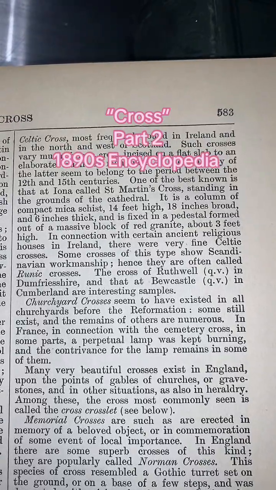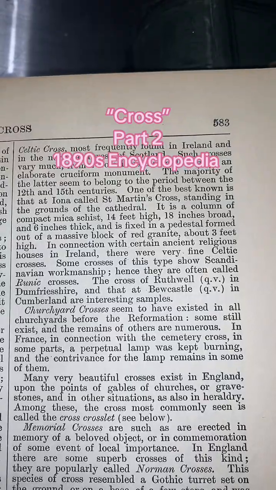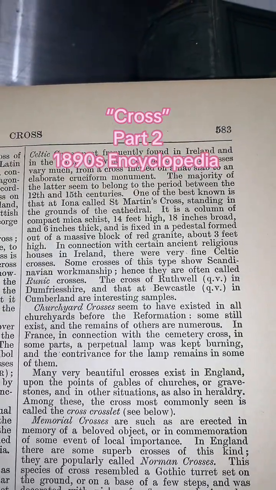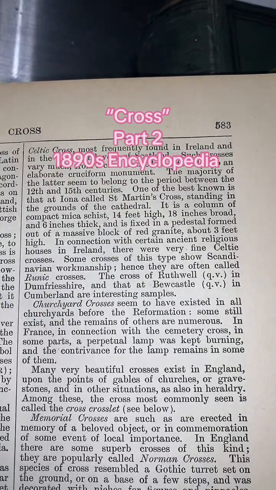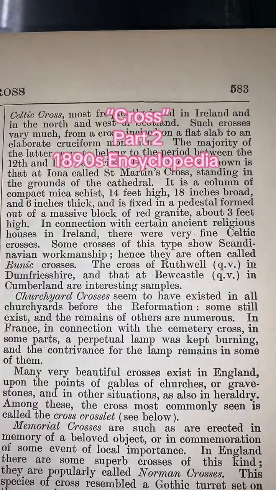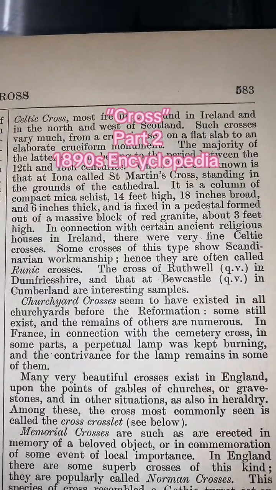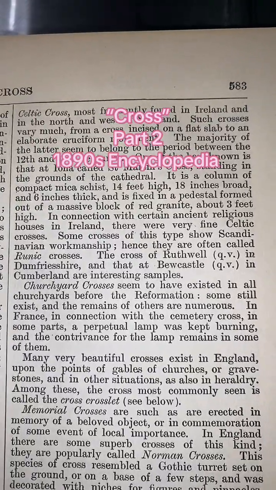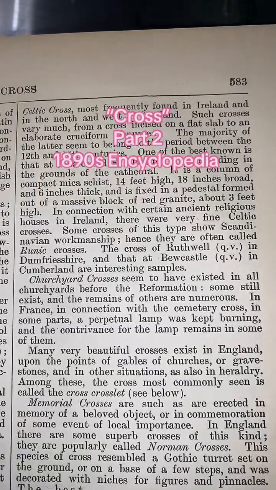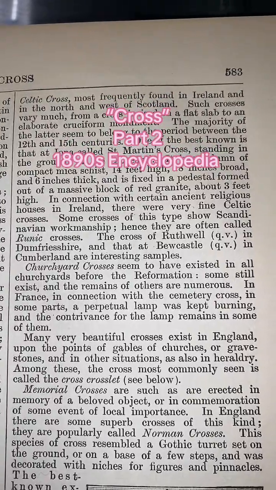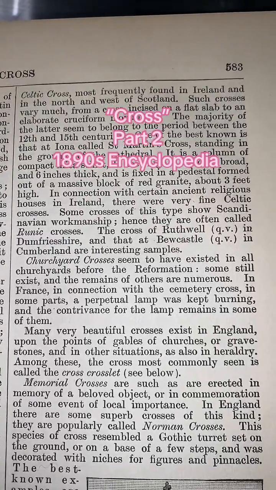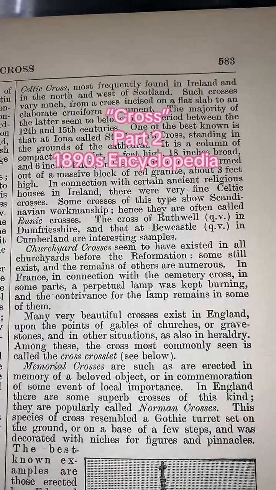It is a column of compact mica schist, 14 feet high, 18 inches broad, and 6 inches thick, and is fixed in a pedestal formed out of a massive block of red granite, about 3 feet high. In connection with certain ancient religious houses in Ireland, there were very fine Celtic crosses. Some crosses of this type show Scandinavian workmanship, hence they are often called runic crosses. The cross of Ruthwell in Dumfriesshire and that of Bewcastle in Cumberland are interesting samples.